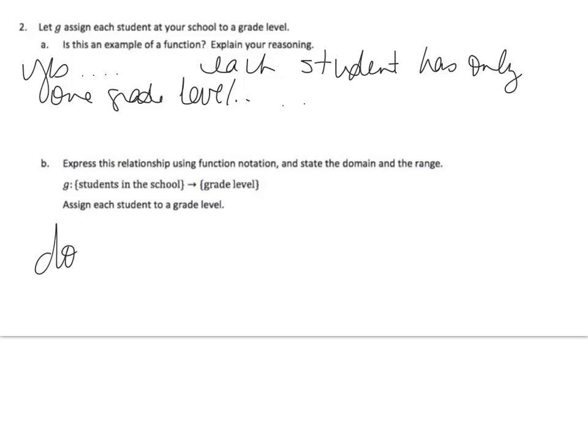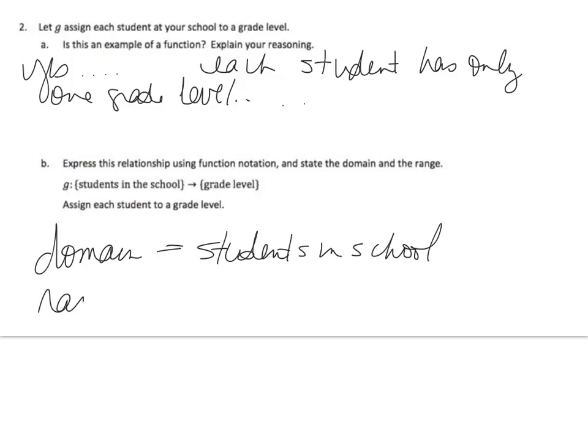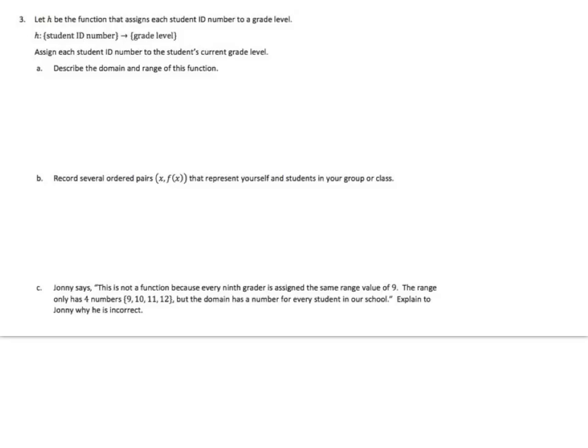So my domain is the students in school, and my range is the grade level. Okay, last one. Let H be the function that assigns each student ID number to a grade level. So I've got H such that the set of all student ID numbers goes to grade levels. We're going to assign each student ID number to the student's current grade level. Describe the domain and range. So that is my domain. Getting a little lazy. Yes, I am. And that is my range.